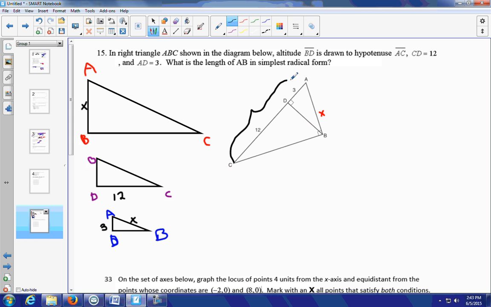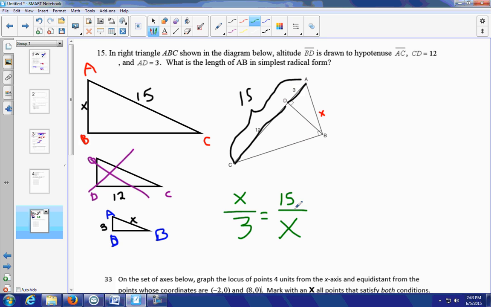Like, I could figure out this. If this part's 3 and this part's 12, then the whole thing is 15. So I can say that AC is 15. And now I have big triangle and little triangle that match, and I'm not using medium triangle. So I can set up a proportion like X over 3 equals 15 over X. And I can cross multiply and solve. Just make sure that you put it in simplest radical form.